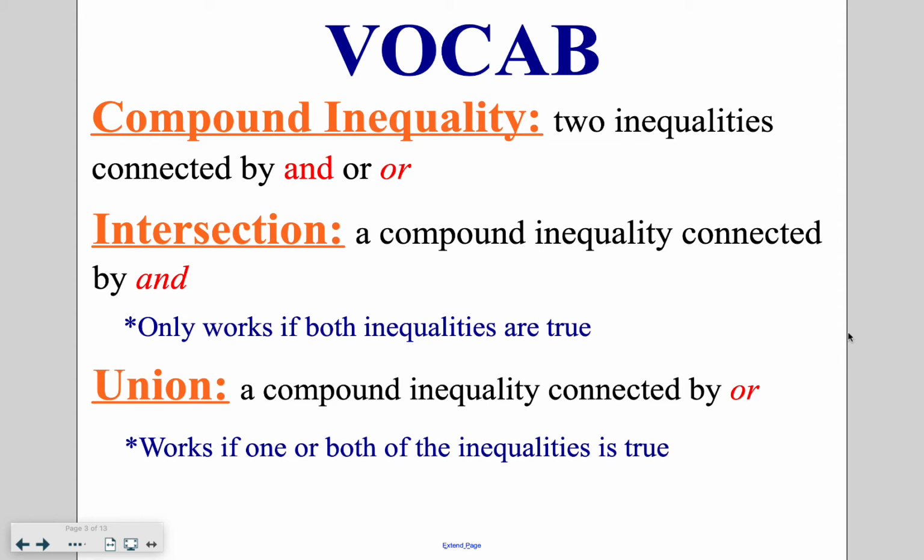The second option is the union, which is a compound inequality connected by "or". This means that the answers on the number line only have to work for one or the other inequality. It does not have to work for both. It can work for both, but it only has to work for one or the other one.